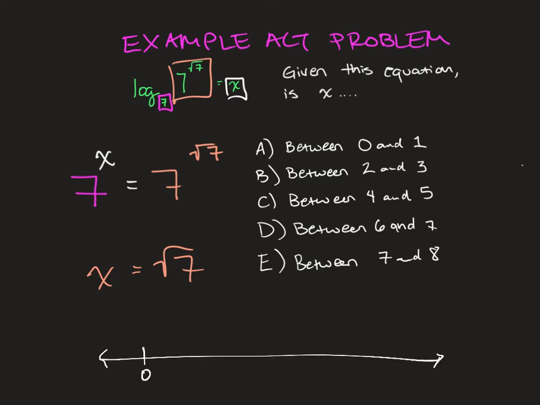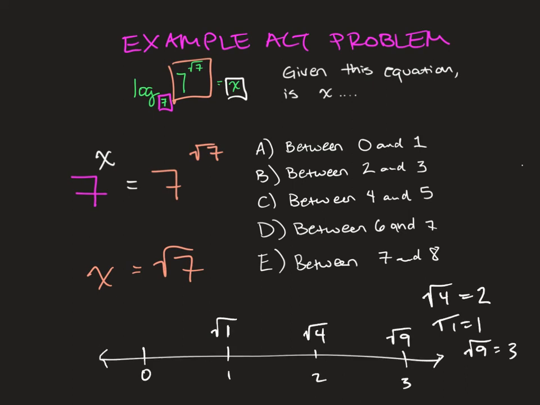So if I have 0, 1, 2, 3, I happen to know that the square root of 4 is the same thing as 2. So I'm going to write that this is the square root of 4. The square root of 1 is 1, because 1 squared is 1. And I know that the square root of 9 is the same as 3. Well, in that case, I know the square root of 7 is going to be bigger than the square root of 1, it's going to be bigger than the square root of 4, and it's going to be less than the square root of 9. So it's going to be somewhere in here, which means that the answer here would be that it is between 2 and 3.